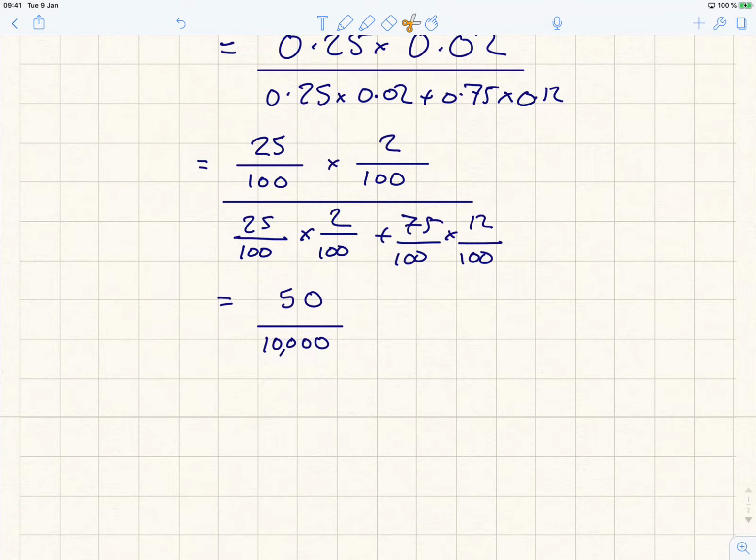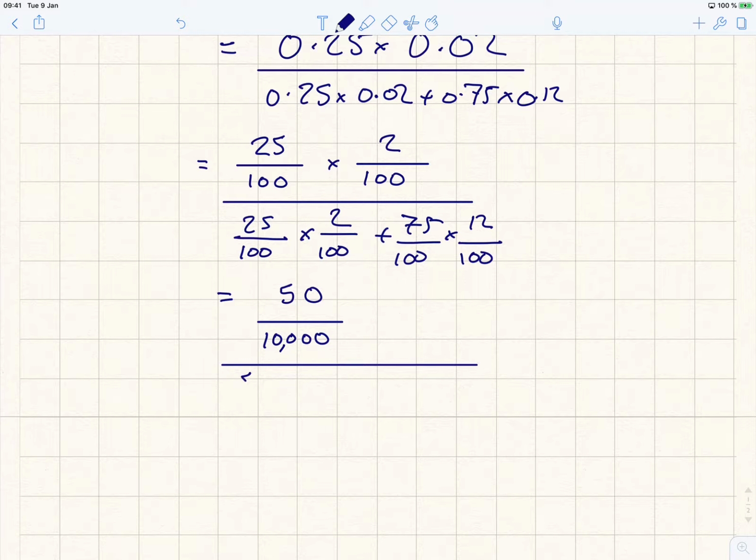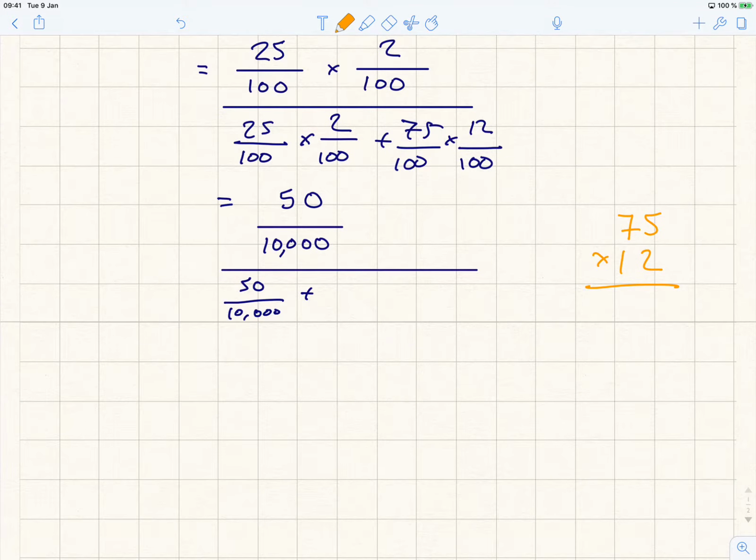Starting to run out of space, let's just give that up there. So we've got 50 over 10,000 plus, now 75 times 12. Now I always suggest just have a little bit of scrap paper, and you've got 75 times 12, so 2 times 5 is 10, it's 2 times 70, so 2 times 7 is 140, 10 times 5 is 50, 10 times 7 is 700. Add those up, you've got 7, 1 plus 4 is 5, plus 5 is 10, that's 1 plus 7 plus 1, that's 900.